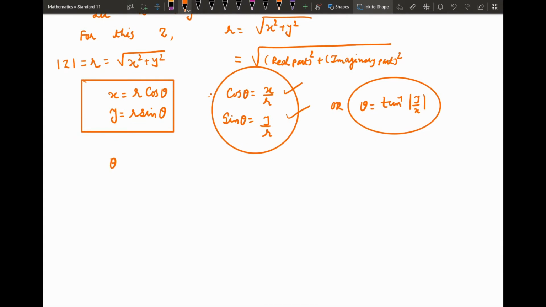This theta is called the argument, also known as the amplitude, of the complex number z, argument of z. Now since sine and cos are periodic functions, there are so many possible values for theta.